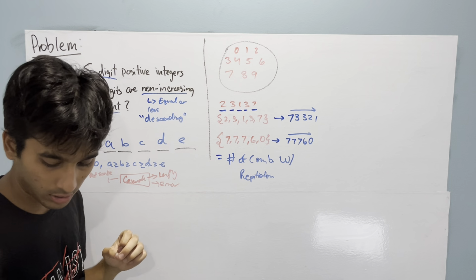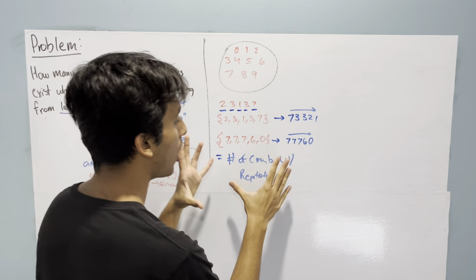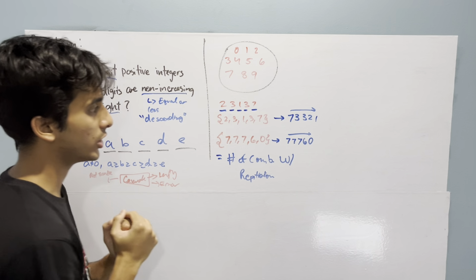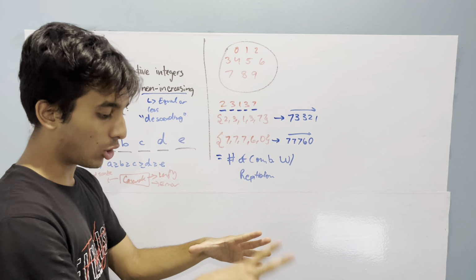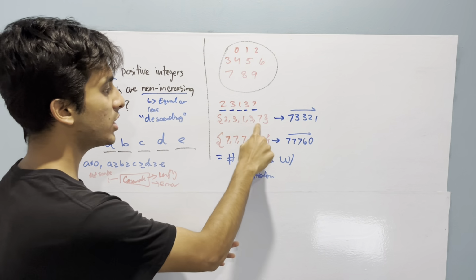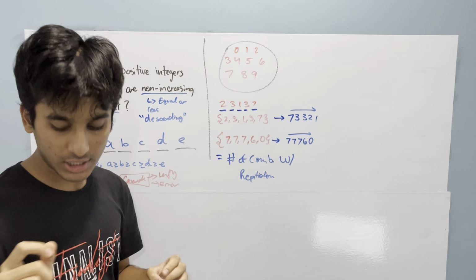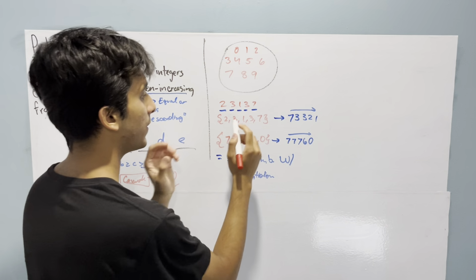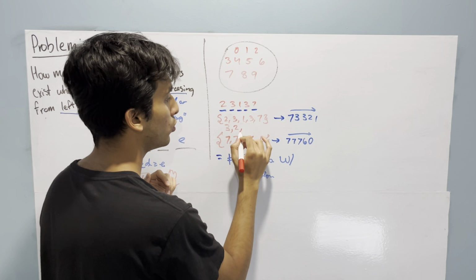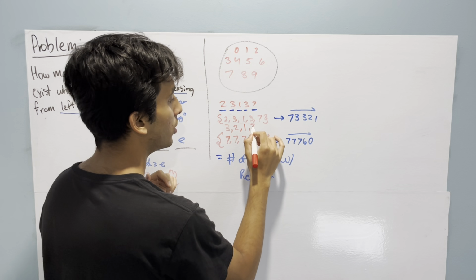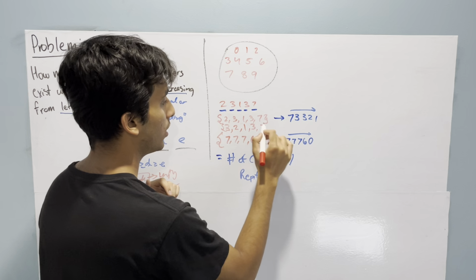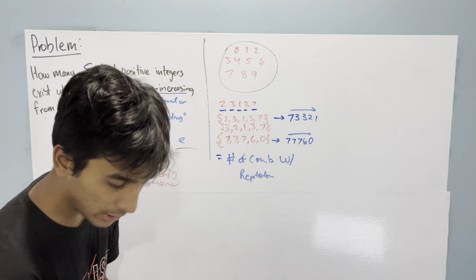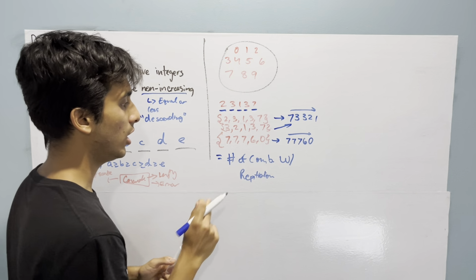I spelled that wrong, but that doesn't matter. You're counting the number of combinations with repetitions. What does this mean? Combinations, because the order in which you draw out these numbers does not matter. It's a set. If I draw these specific numbers out as 3, 2, 1, 3, 7, and I switch 3 and 2 here, this still corresponds to the same number.